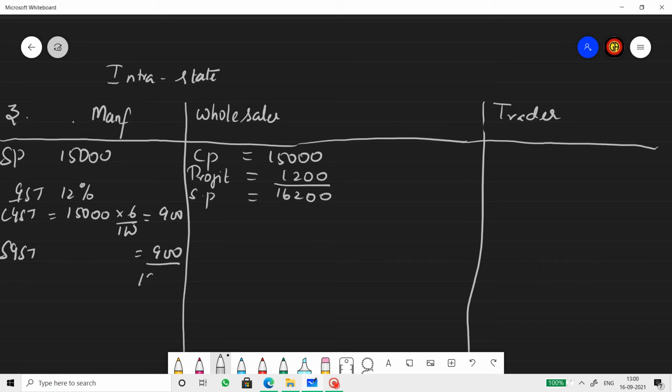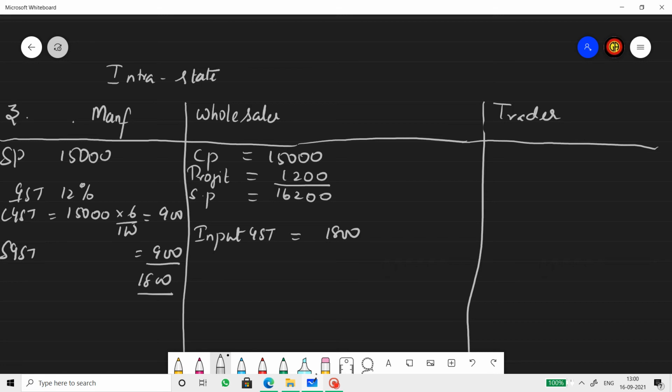So total comes to 1,800, which is the tax collected by the manufacturer from the wholesaler, which is in turn the input tax of the wholesaler, which is input GST of the wholesaler. Please note it down. That's a very important point. Once you calculate the tax collected by the manufacturer, which is nothing but the tax paid by the wholesaler, it is input GST or GST on purchase.